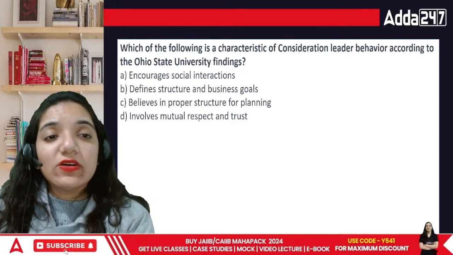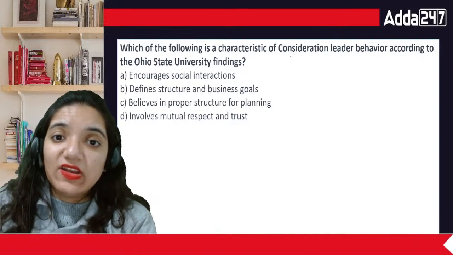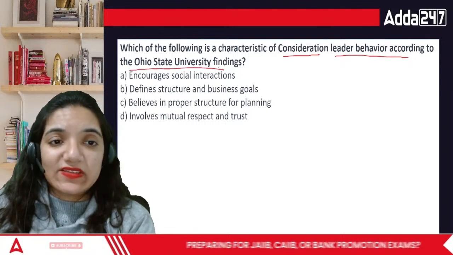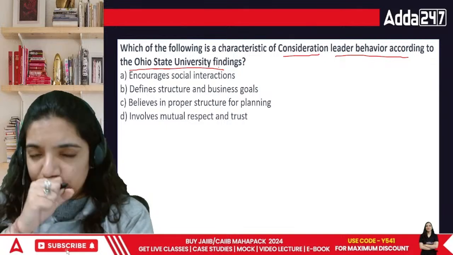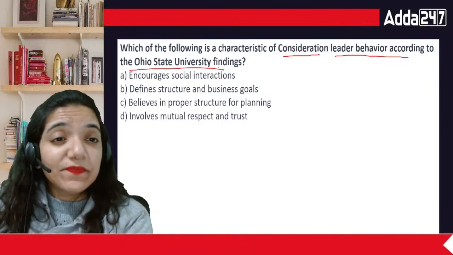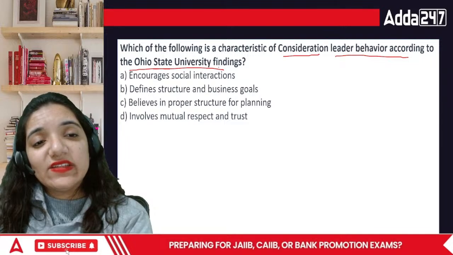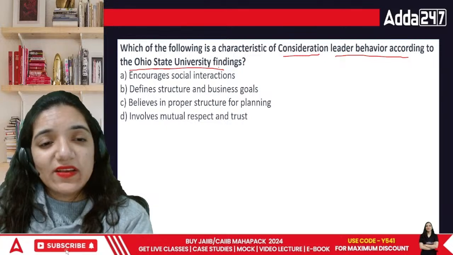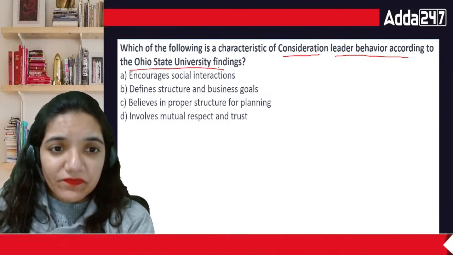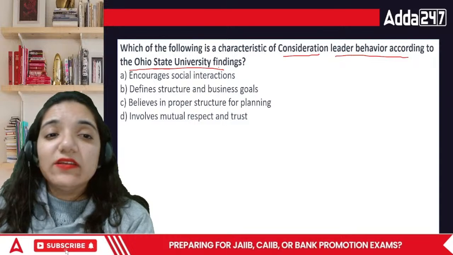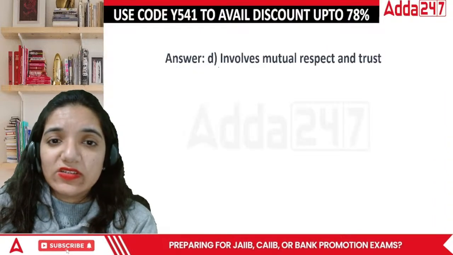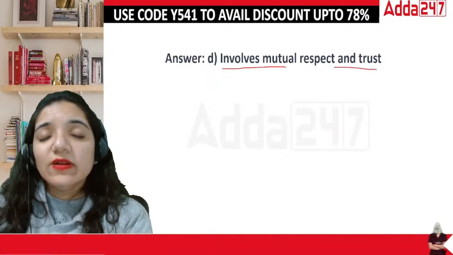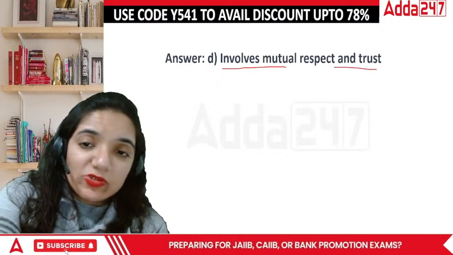Now, which of the following is the characteristic of consideration leader behavior according to the Ohio State University findings? Encourages social interactions, defines structure and business goals. Then we have believes in proper structuring of planning, or involves mutual respect and trust. When we talk about the consideration leader behavior, this particular person is just doing one thing. It involves mutual respect and trust. This particular leader is providing as well as receiving the mutual trust and respect.